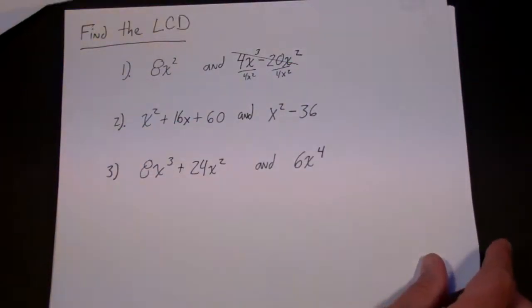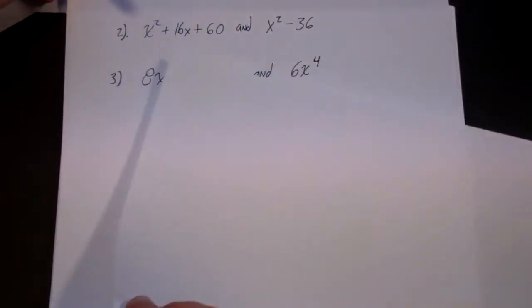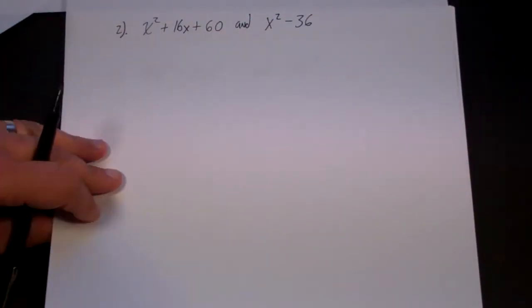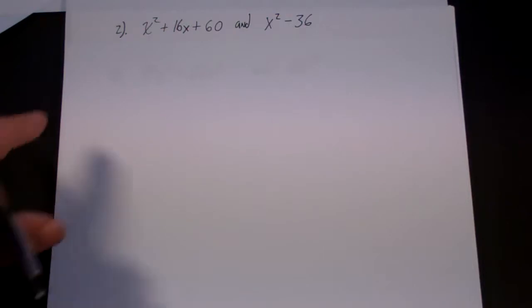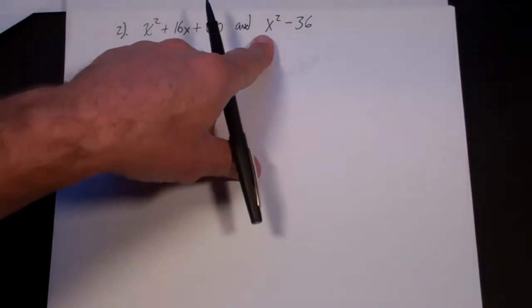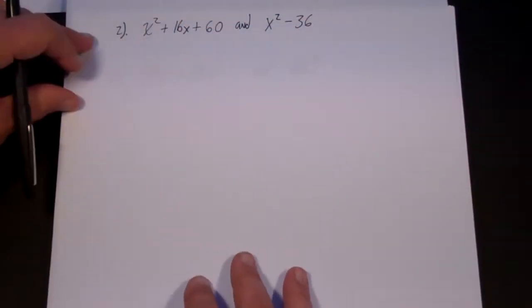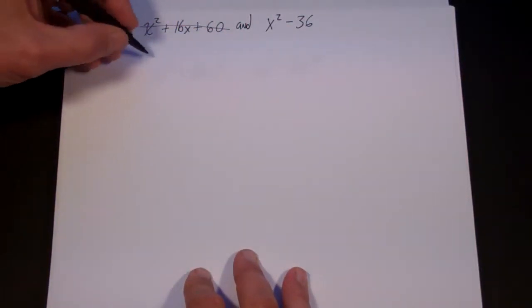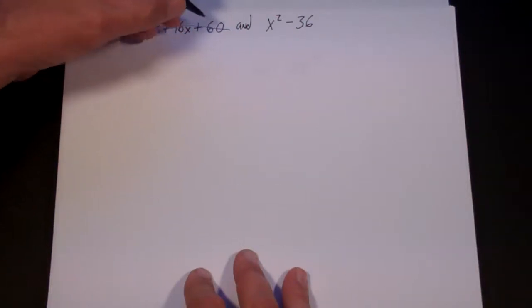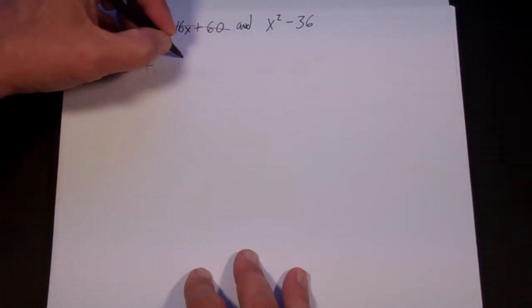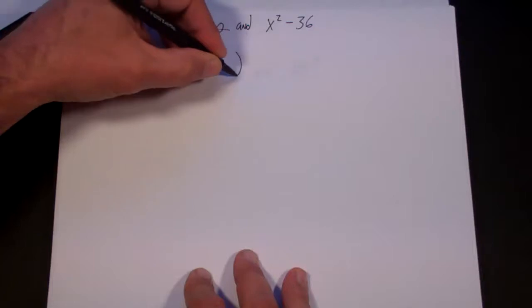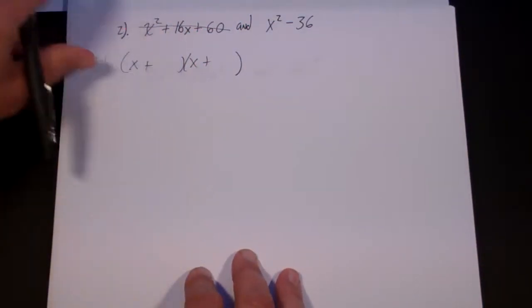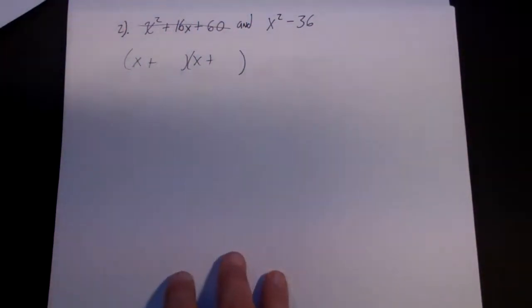Let's look at a second example. In our second example here, we're going to find the least common denominator between x squared plus 16x plus 60 and x squared minus 36. Now both of these are compound terms, so we're going to factor both of them. So let's factor this one. A is positive, b is positive and c is positive, so that's going to be an x plus and an x plus.